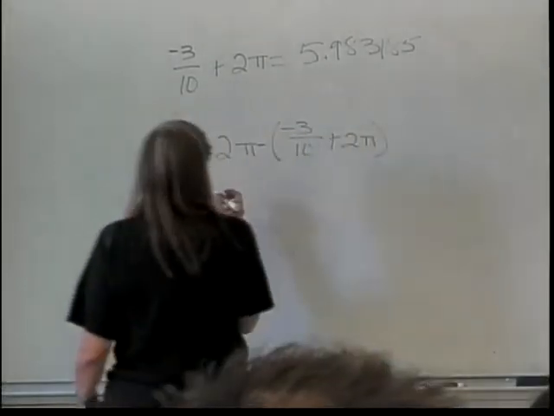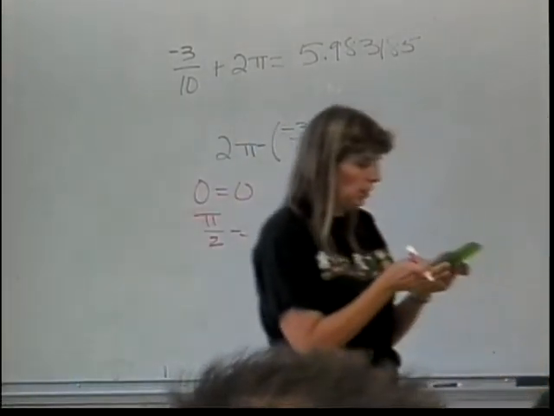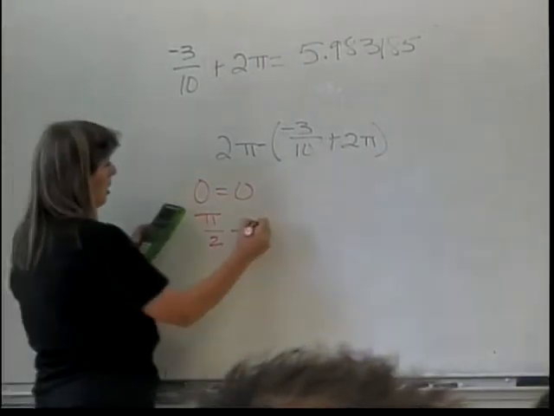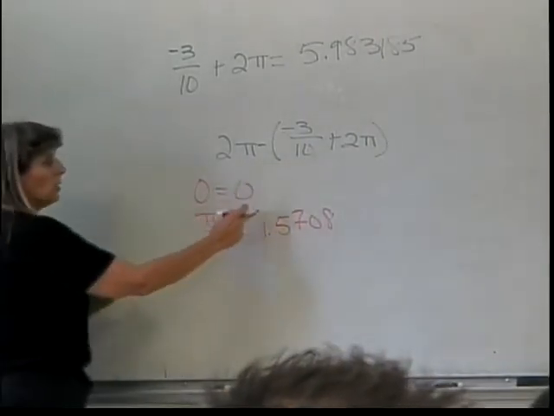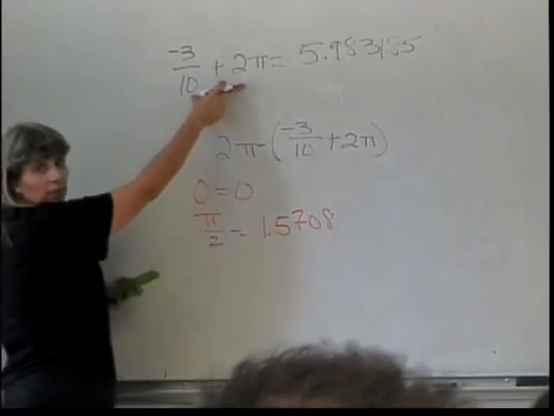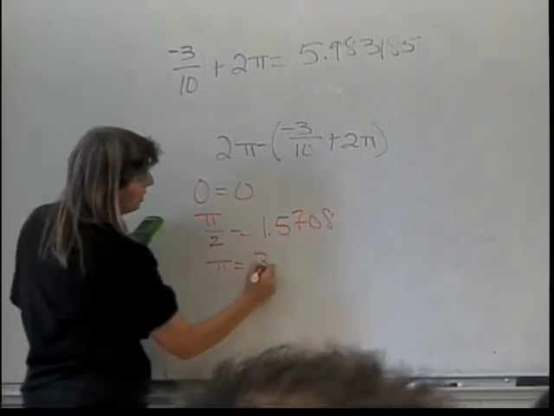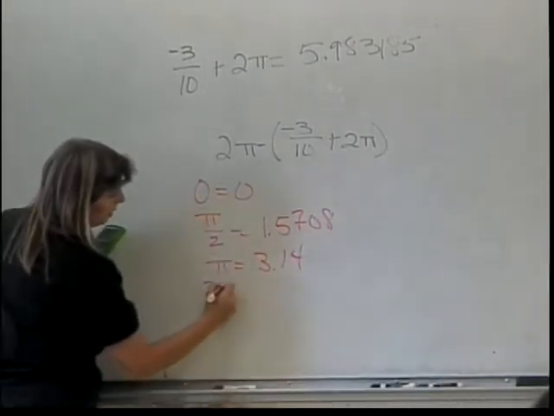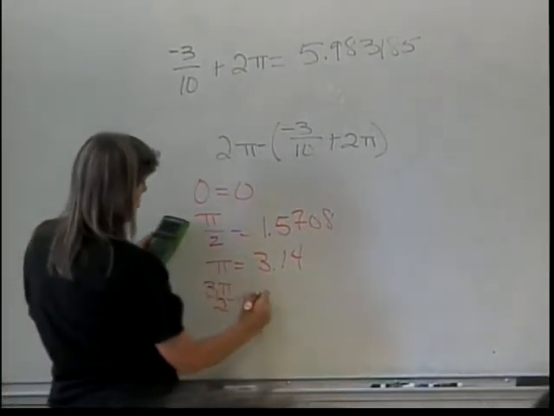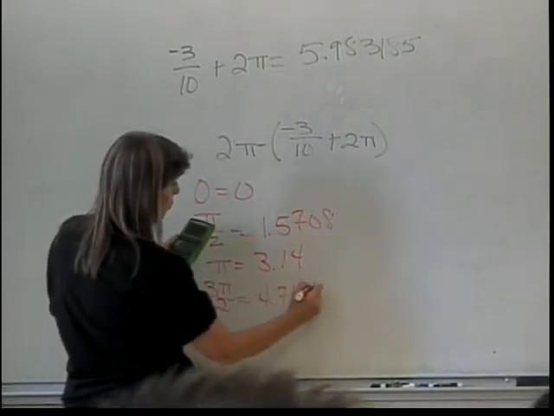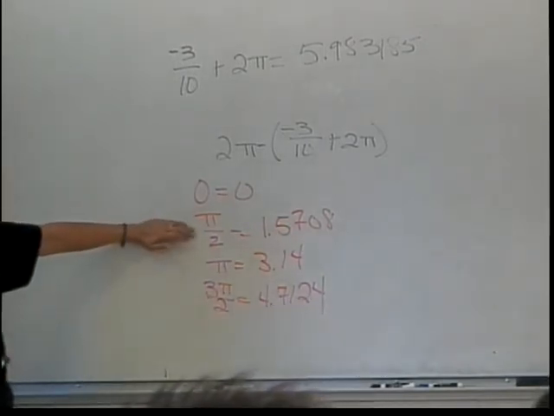Okay. Well, 0 is obviously 0. What's pi over 2 in terms of decimals? Well, pi divided by 2 is approximately 1.5708. So if your answer is between 0 and 1.5708 when you've added them together, then you don't have to do anything because you're in quadrant 1. And then there's pi, which we already know is approximately 3.14. And then the next one is 3 pi over 2, which is approximately 4.7124.